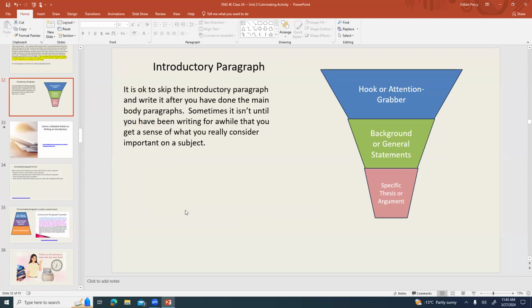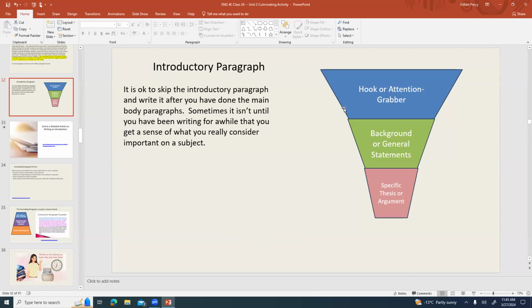Okay, now after talking about all the other things, I wanted to look at the introductory paragraph. It's fine, and in fact, I encourage you to write the other paragraphs first and then come back and write the introductory paragraph. Often I find it isn't until I've been writing for a while about a topic that I begin to get a sense of what I consider the overall main idea.